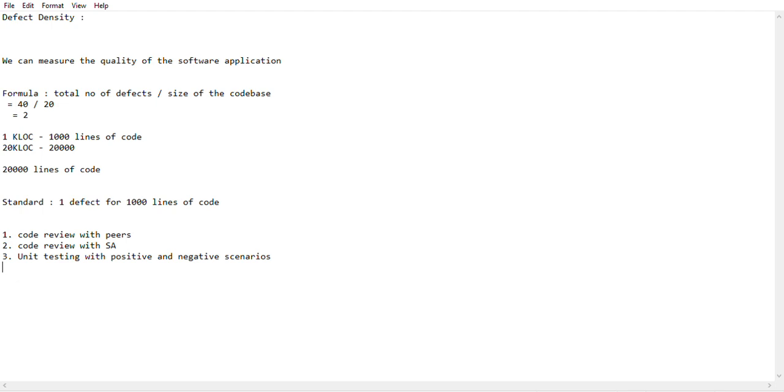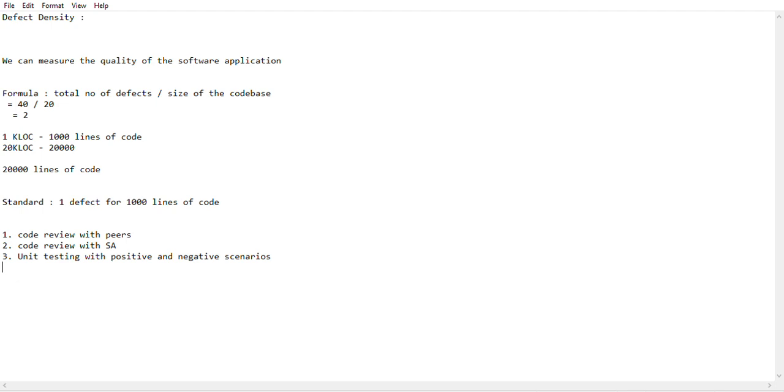Okay, so these are the process steps. If we follow them, I'm 100% sure it will reduce the number of defects and also improve the quality of the product, if we follow the same strategy for all the modules. This is the standard: one defect per 1000 lines of code. If we get more than that, it means our quality is not good. So that is all about defect density. Through defect density, we are mainly measuring the quality of the software application.